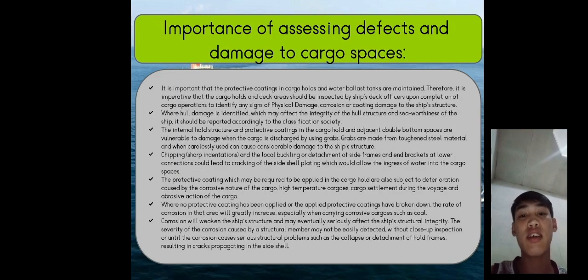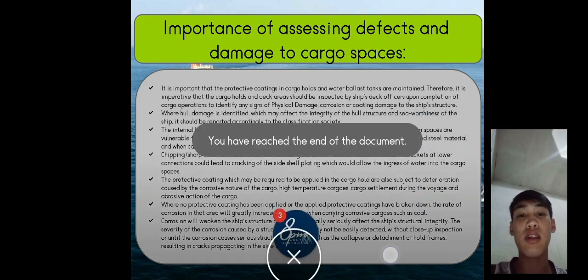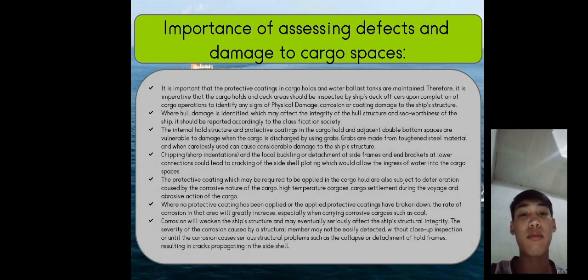Importance of assessing defects and damage to cargo spaces. It is important that the protective coatings in cargo holds and water ballast tanks are maintained. Therefore, it is imperative that the cargo holds and deck areas should be inspected by the ship's deck officer upon completion of cargo operations to identify any signs of physical damage, corrosion, or coating damage to the ship's structure. Where hull damage is identified, which may affect the integrity of the hull structure and seaworthiness of the ship, it should be reported to the Classification Society.